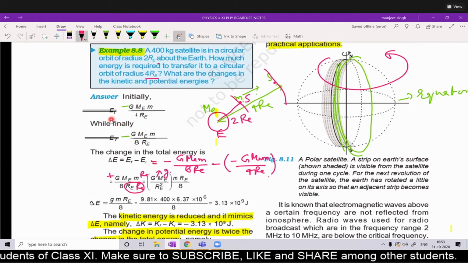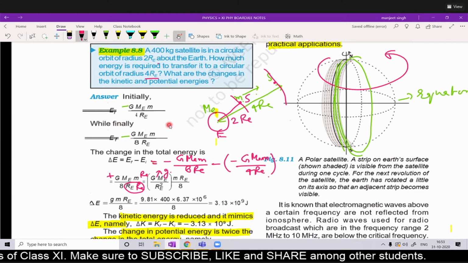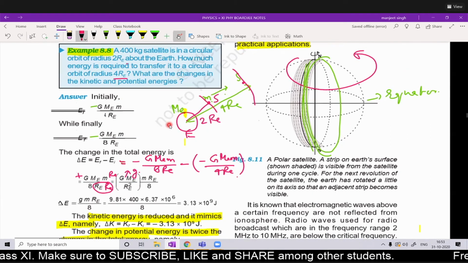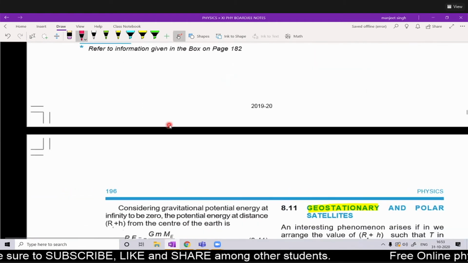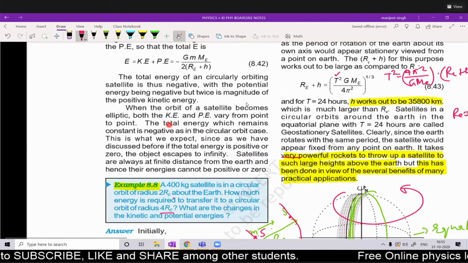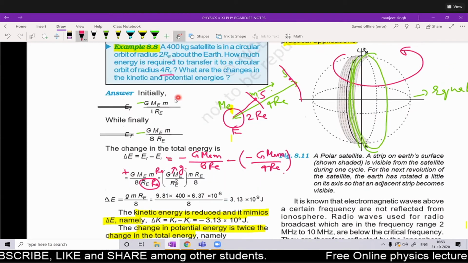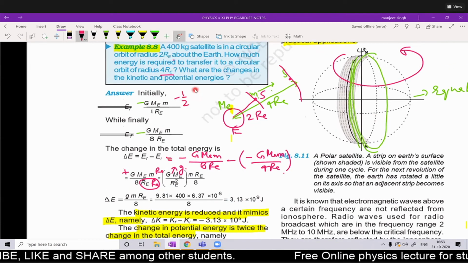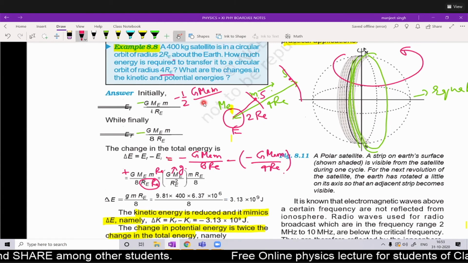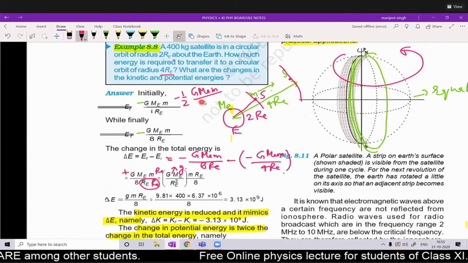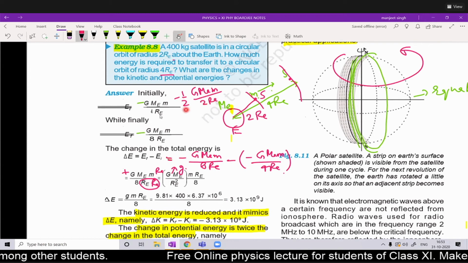Initially what is the total energy? Total energy is minus half, remember the formula, minus half GMEM upon Re plus H. So this is 2 Re, so it becomes 4 Re here.